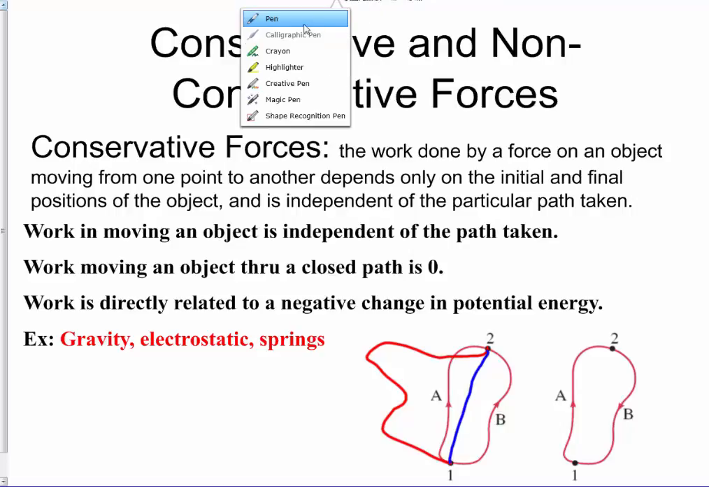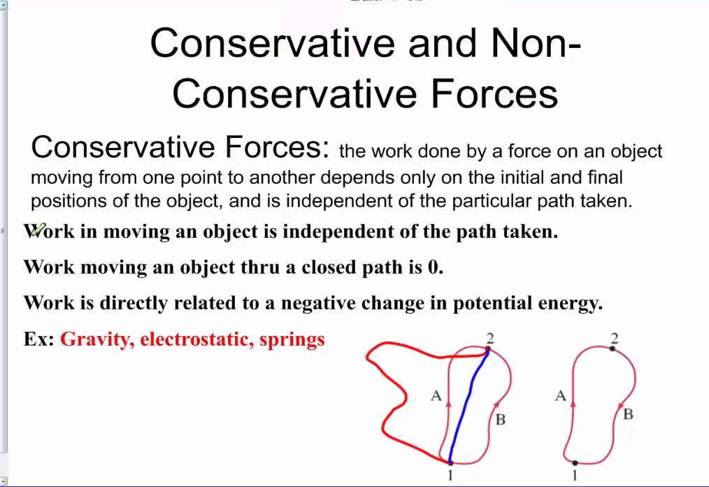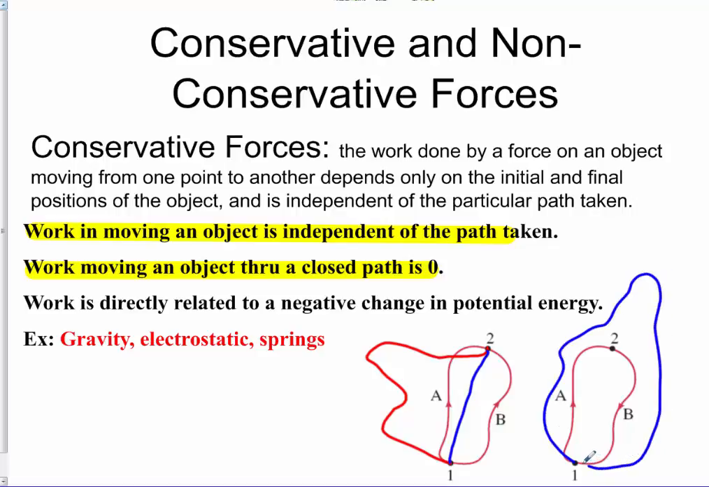So to highlight the important parts of conservative force: the work in moving an object is independent of the path taken, and the work in moving an object through a closed path is always going to be 0. Meaning, again, if I move from here back to here, then the work done by that conservative force is going to be 0. I listed here 3 types of conservative forces: gravity, electrostatics, and springs.